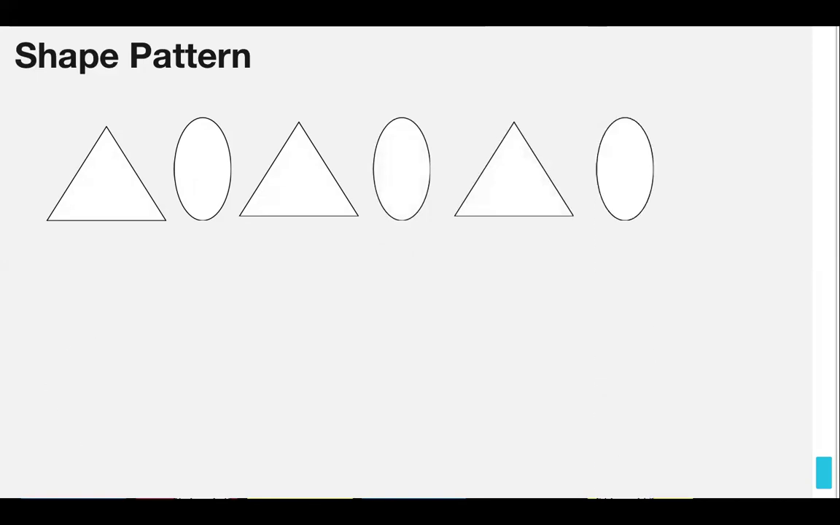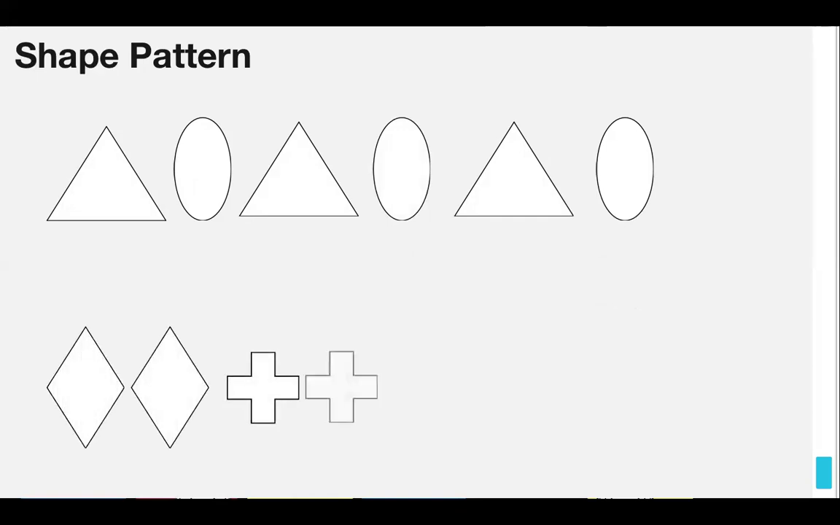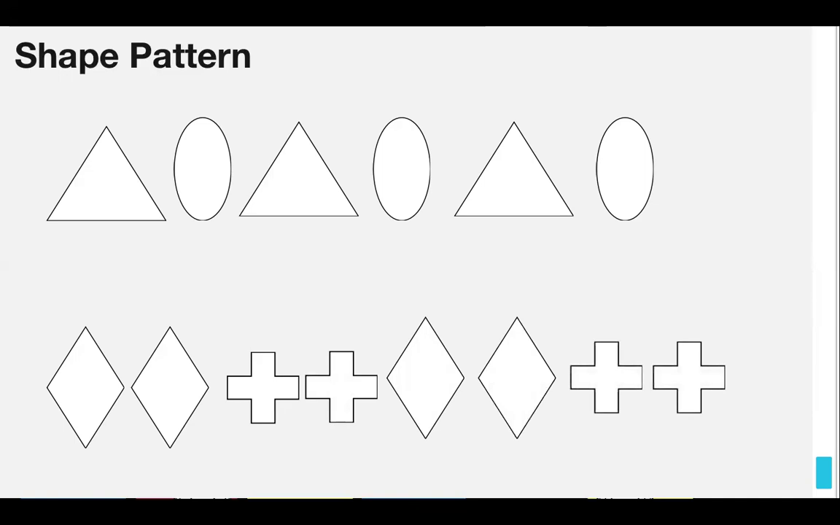So, another example, if we have diamond, diamond, cross, then back to diamond, diamond, cross, then back to diamond. What is next? Okay, diamond, cross, cross. Okay, madali lang, di ba? So, size pattern. Size pattern, madali lang din ito.